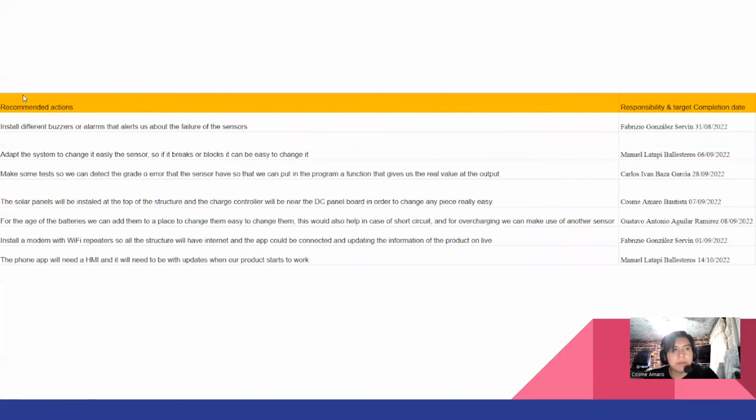And finally, here we establish some recommended actions. For example, to install different buzzers or alarms that alert us about possible failures of the sensors. And here are the person in charge and an estimated target completion date. For example, here Fabricio is in charge of installing the different buzzers, and here is the due date.